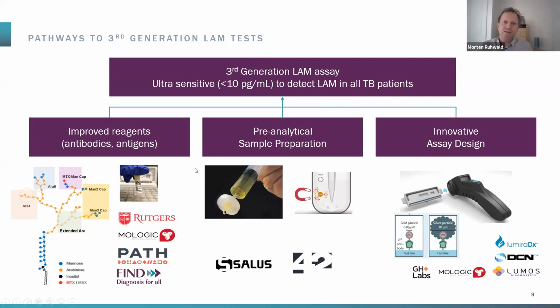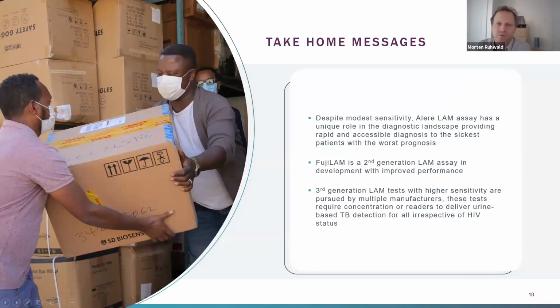With this sort of more generic view into the future, I think I'll stop with a couple of take-home messages. It is very important to highlight that LAM, despite not being very sensitive, has a very unique role in the diagnostic landscape. It provides a rapid and accessible diagnostic to the sickest patients with the worst prognosis. It's very difficult to get a sputum sample from a very sick HIV patient. You can get that with a urine sample, and you can have a quick test, and it does save lives.